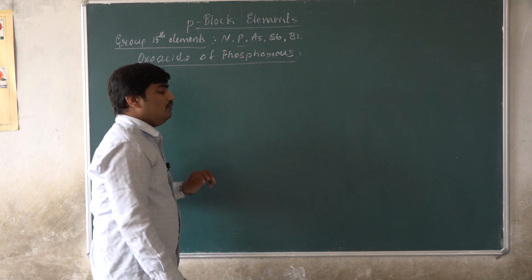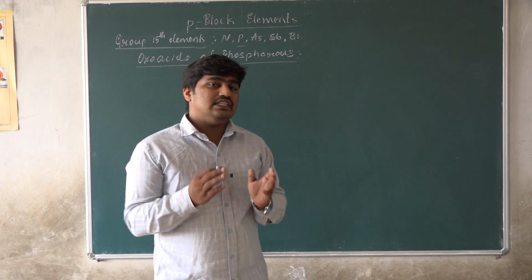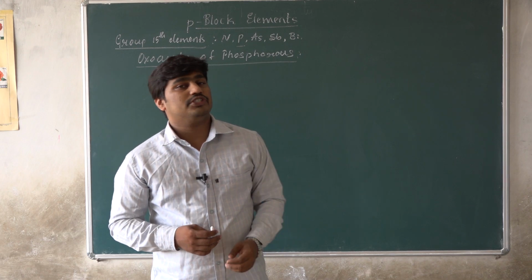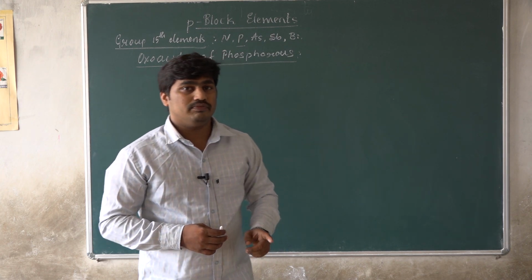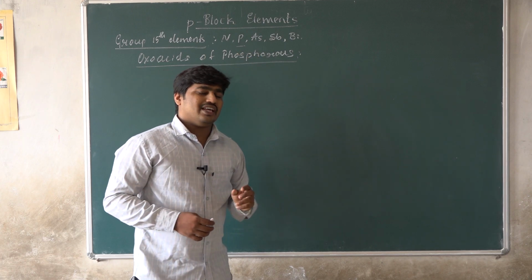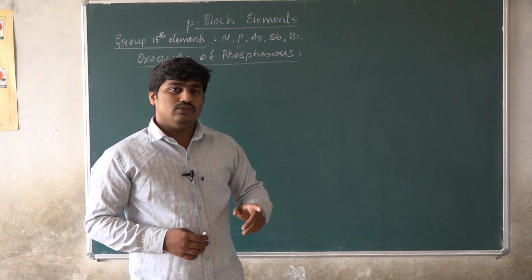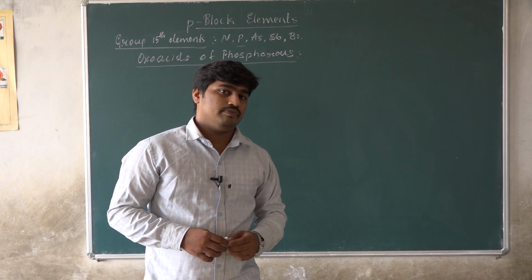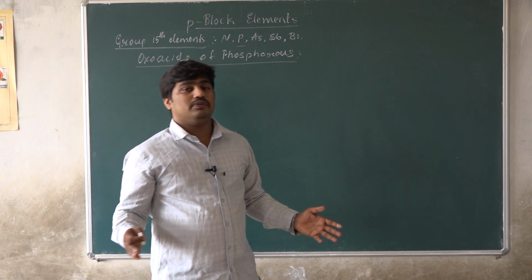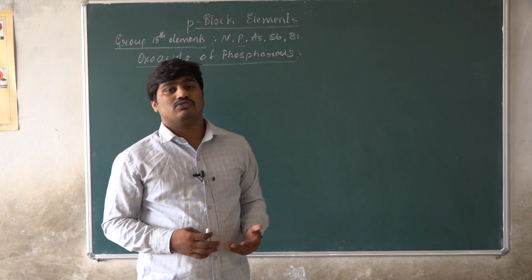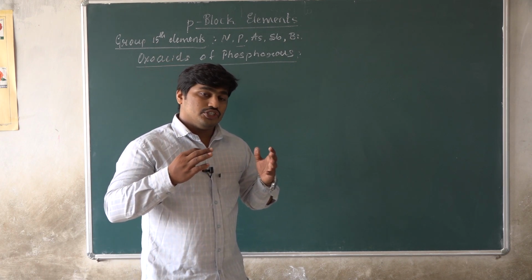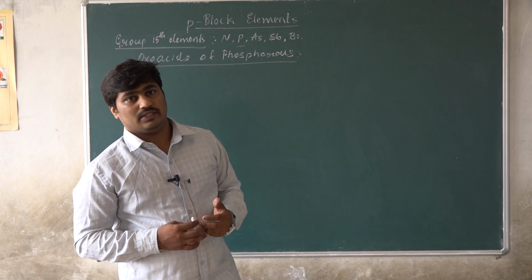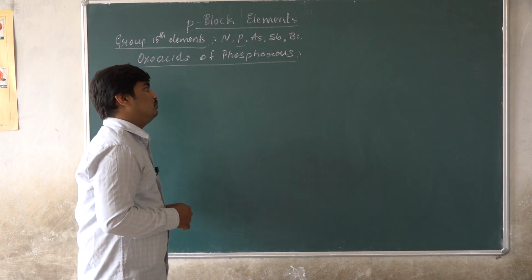Under phosphorus, there are several oxo acids. The reason for the formation of different oxo acids is the oxidation state. Phosphorus has the ability to show multiple oxidation states, similar to nitrogen. But when we compare nitrogen and phosphorus, phosphorus has more capacity to show multiple oxidation states. Hence, it allows the formation of different oxo acids of phosphorus. Let us discuss them one by one.